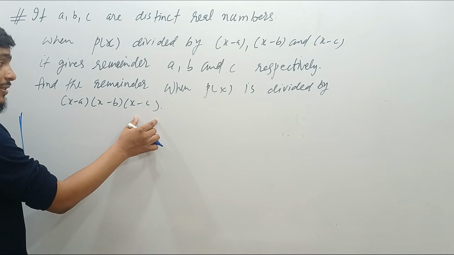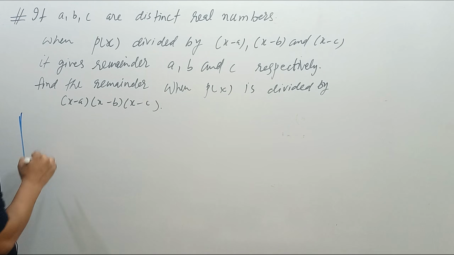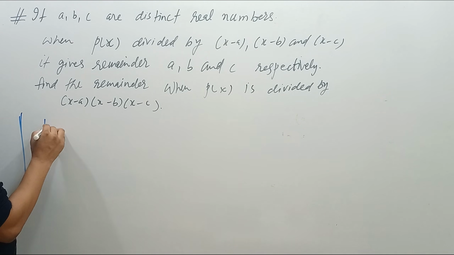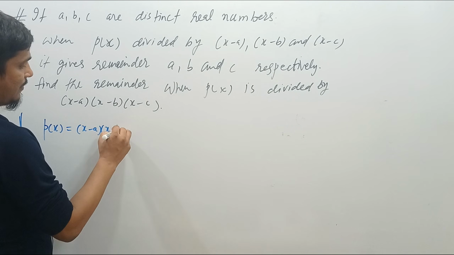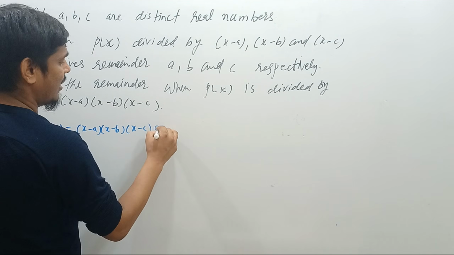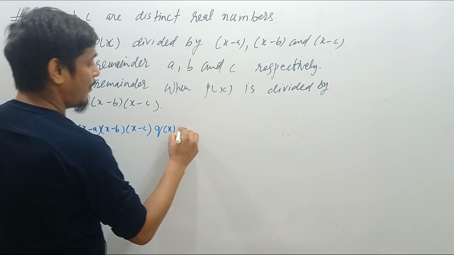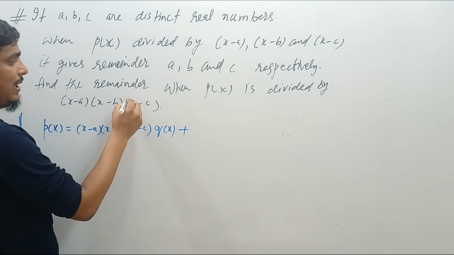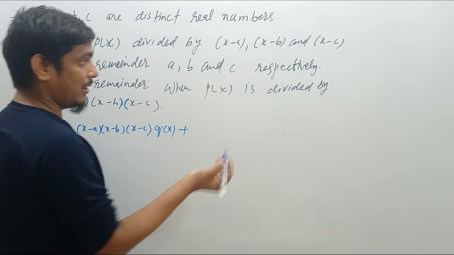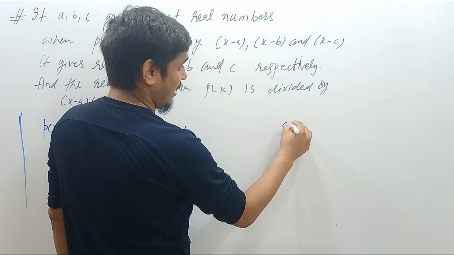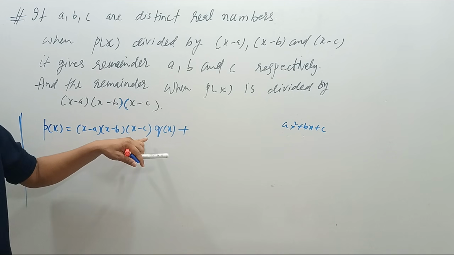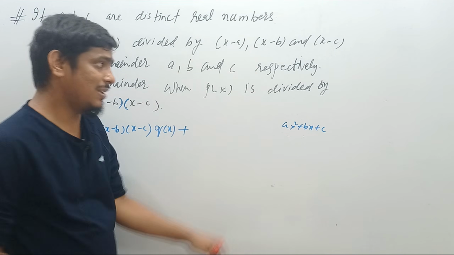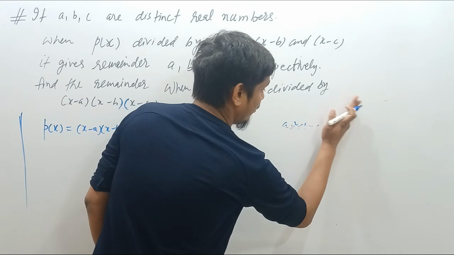So over here this is the divisor. With the help of the division algorithm, we can write the polynomial p(x) is equal to (x minus a) times (x minus b) times (x minus c), and we'll get some quotient, plus, as this is cubic, the remainder will be a quadratic. You already know the standard form of a quadratic is ax square plus bx plus c, but as in this question we have been given a, b, c, we should avoid using these. Instead, we can use any other variable.